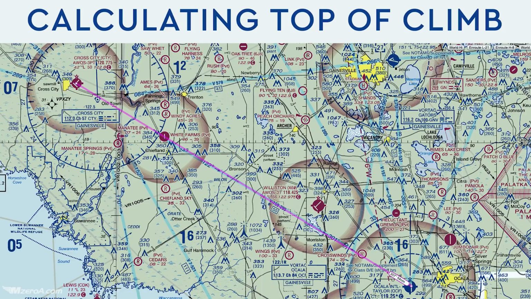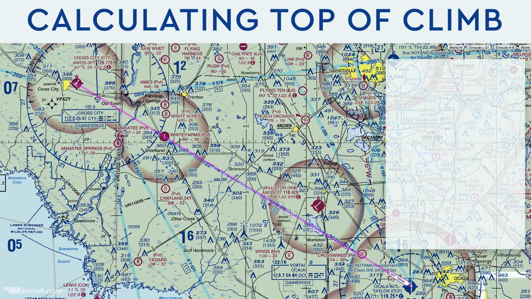Let me share with you quickly a very simple way to calculate top of climb, and then top of descent, we just reverse engineer this formula. Let's say we're doing this cross country here. We're going from Ocala down here at the bottom of your screen over to Cross City at the top of your screen. Looks like a 307 heading, 54 nautical miles. I teach it the following way.